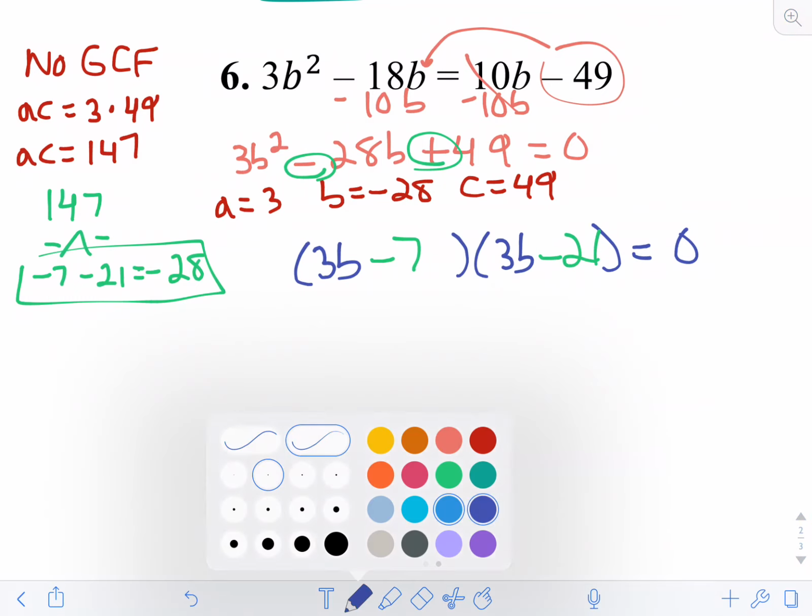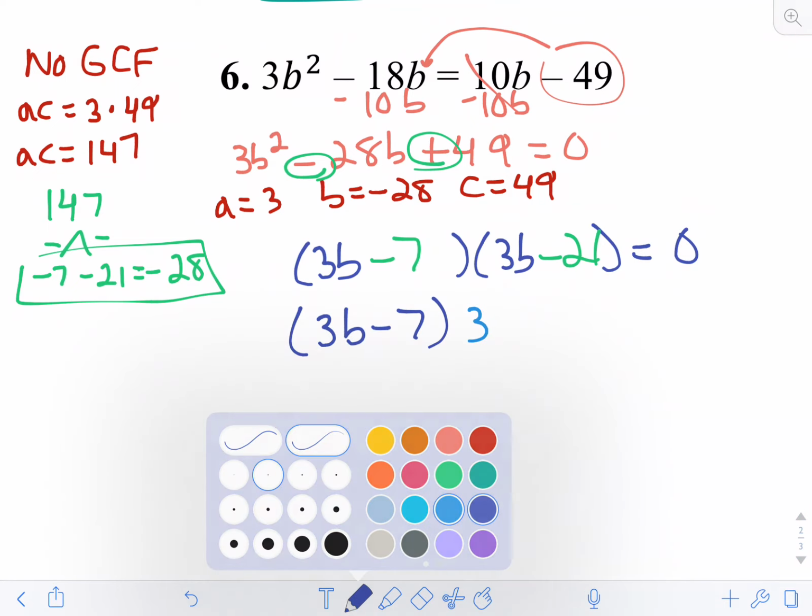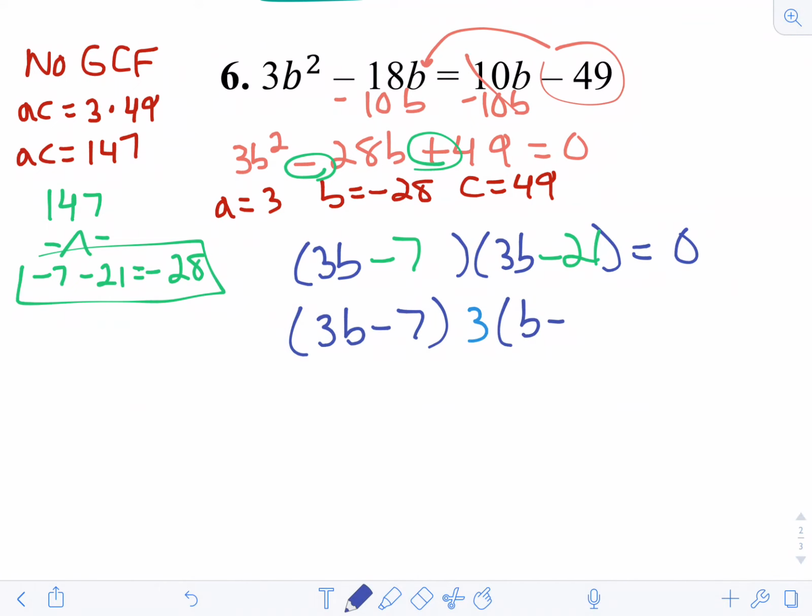Well, this first one, I can't pull anything out, so we just have 3b minus 7. The second one, I can pull out a 3. So what I have is a b minus 7 is equal to 0. Again, trash that. So we have 3b minus 7 is equal to 0, and b minus 7 is equal to 0.